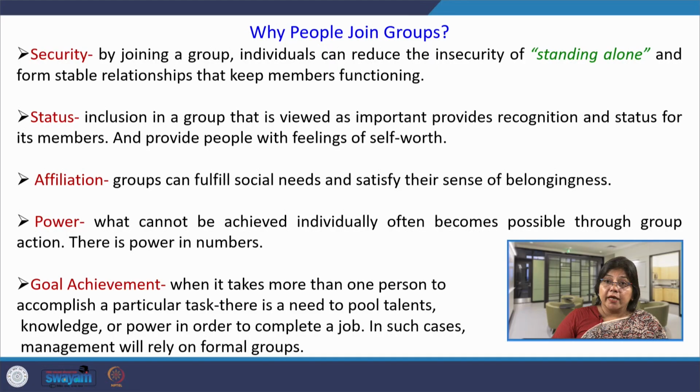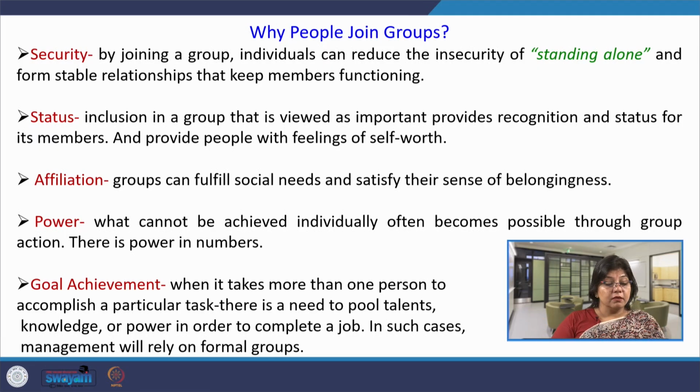Power. What cannot be achieved individually often becomes possible through group action. So, there is power in numbers. When an individual takes on a task, maybe he will find a lot of difficulty in finding resources in terms of knowledge, skills and abilities to achieve the task. But as soon as he joins a group where he will find people with different knowledge, skills and abilities, that helps him to achieve the goal. So, to gain that power, an individual will always have a desire to become part of that group.